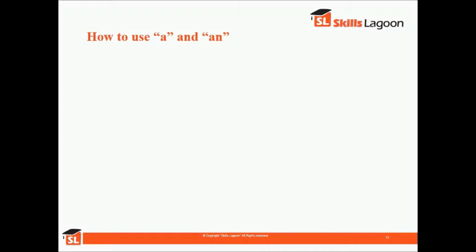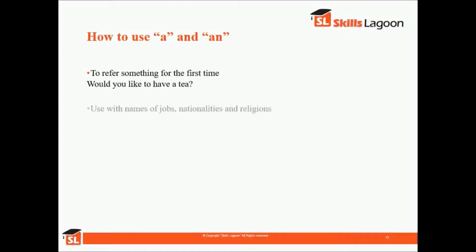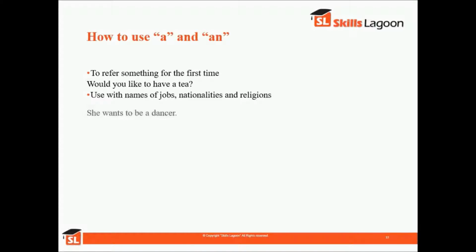Now how to use a and an. To refer to something for the first time. Would you like to have a tea? Use with names of jobs, nationalities and religions. Like she wants to be a dancer. John is an Englishman.